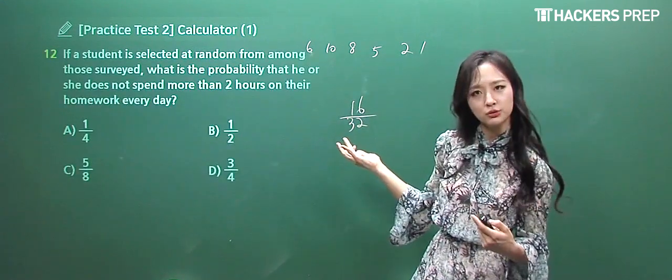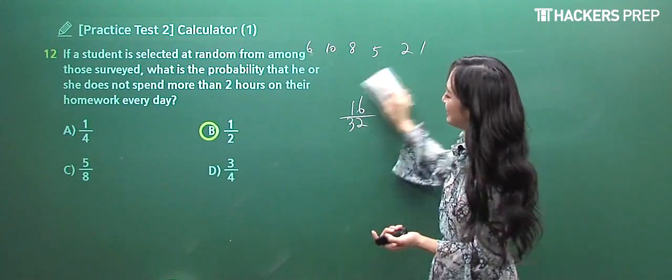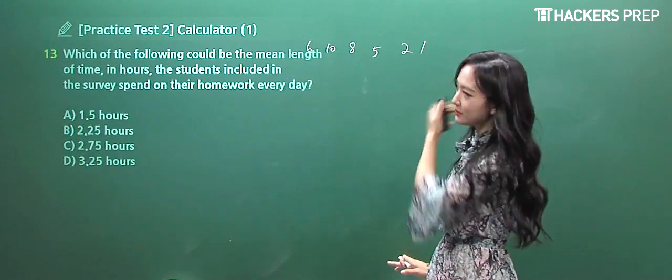And I think we have an answer choice. You don't need your calculator. What do you get? 1/2. Good. So you circle B. Okay. So let's move on to number 13.